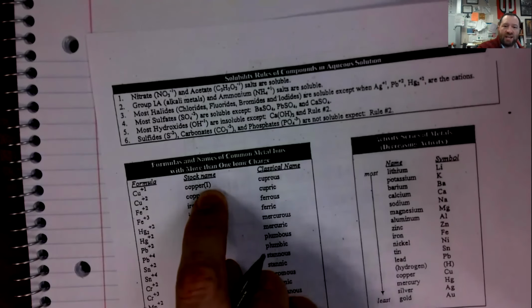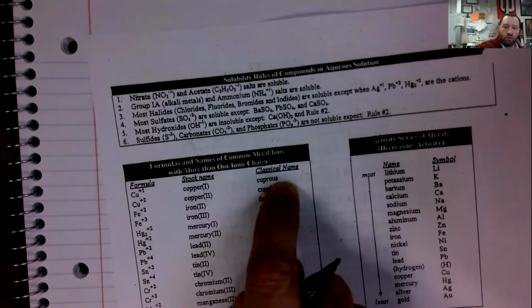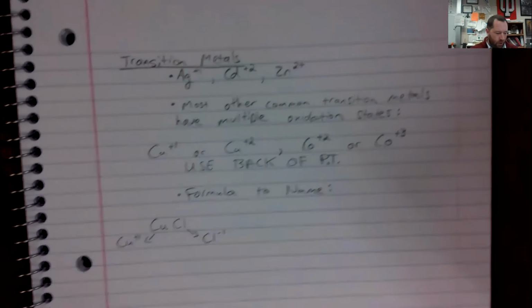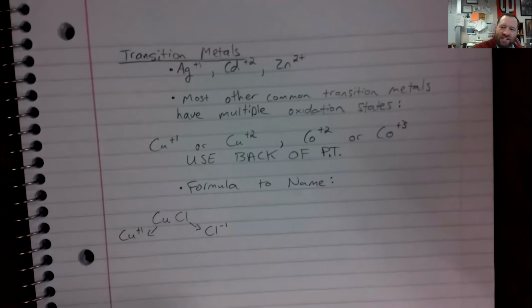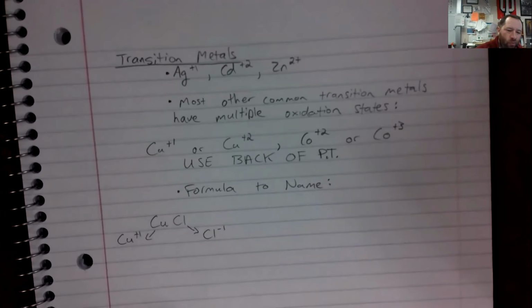Now what you'll notice is that there's two names. There's a stock name and a classical name. We need to use both. We need to get in the habit of using both. I know it takes you an extra 15 seconds to write both of them down when you're doing your homework, but hey, 3 or 4 problems with an extra 15 seconds, about 2 minutes. You guys are perfectly capable of doing this.